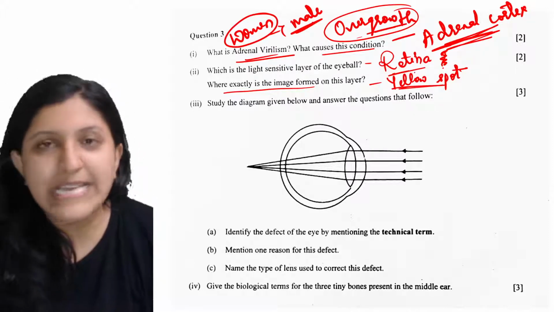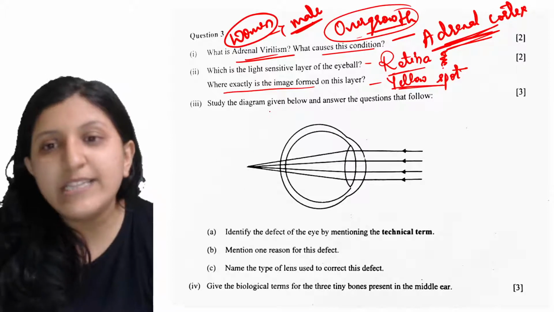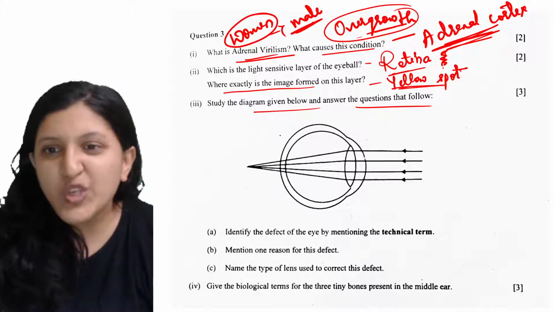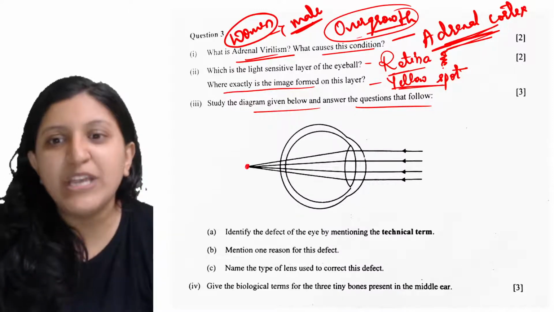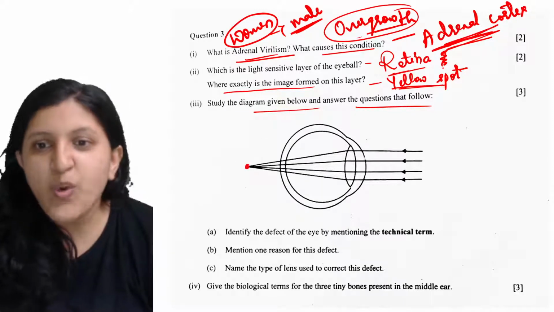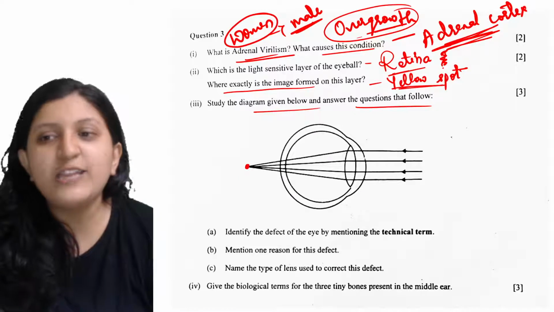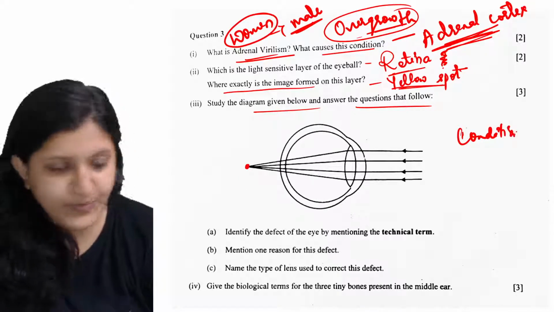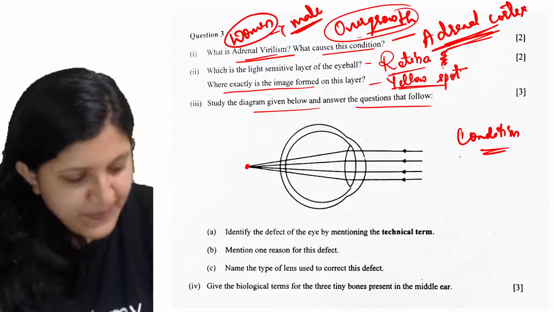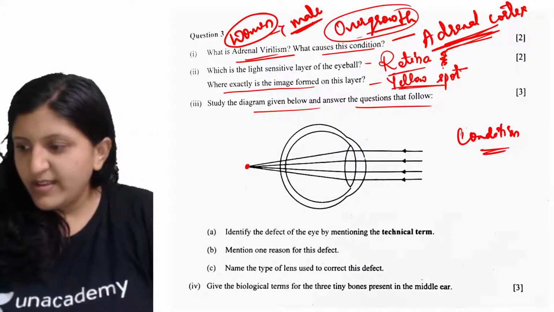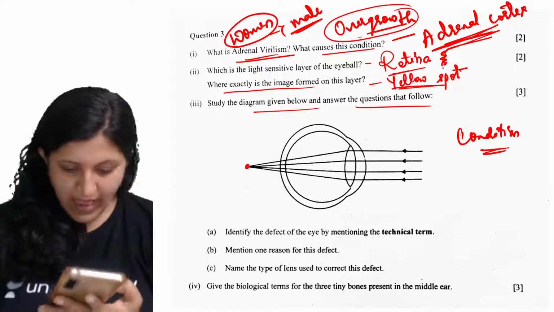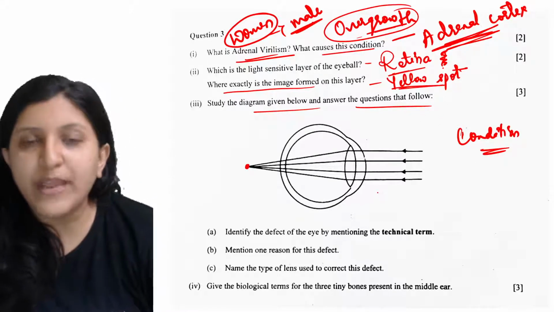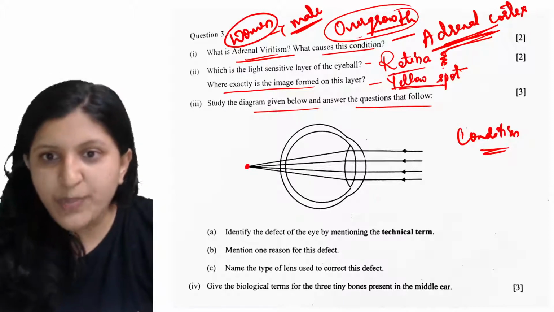So this is basically the yellow spot. Now study the diagram given below and answer the questions that follow. Okay, so you can see here the image formation is occurring here. As the image formation is occurring, what is this condition? What condition do we call this one? Hyperopia. Yes, so this one is hyperopia, or you can just mention it as hypermetropia also.